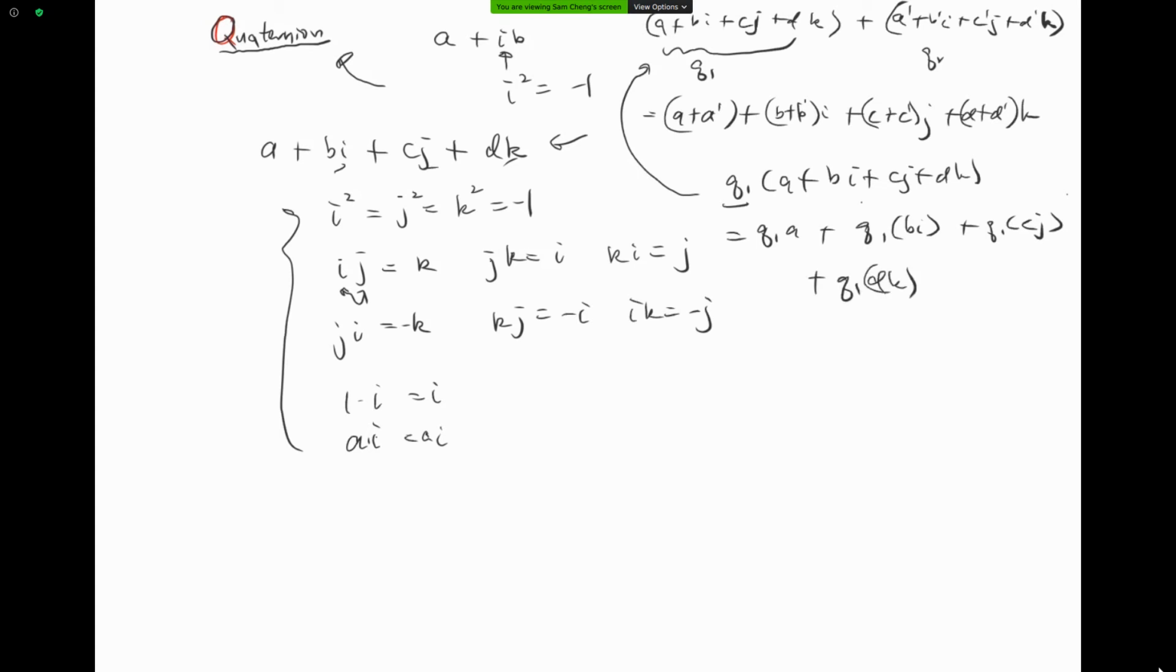And q1 times b is just a real number, so you can scale it, put it out. So this is equal to q1 times a plus b times q1 i, and so on and so forth, plus c times q1 j plus d times q1 k. Let's say this is q2 here, and this will be the same result if I multiply q2 to each of the terms first and then expand it. It will be the same result. It's very easy to verify that.